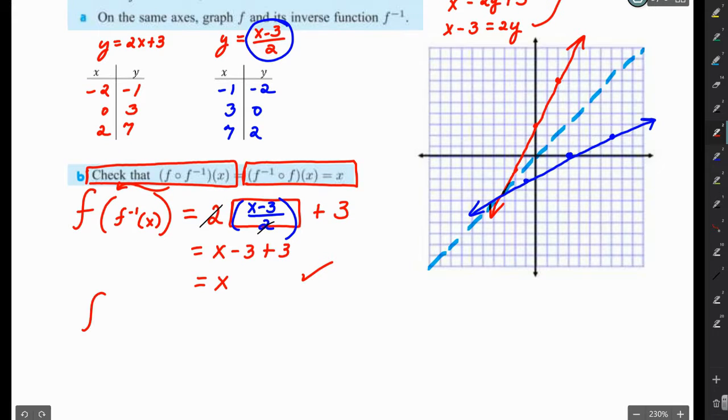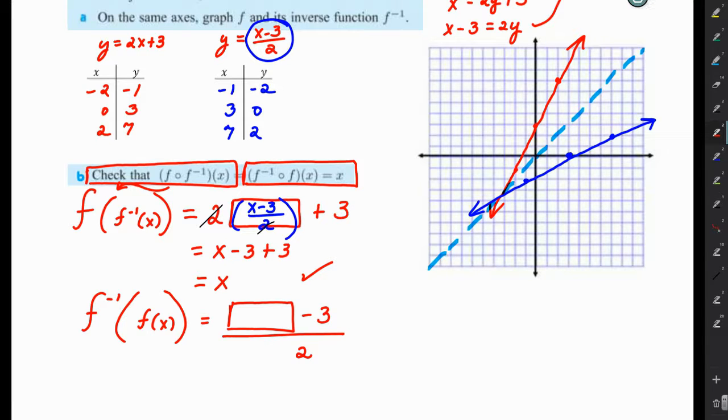I'm going to do f inverse, and this time I'm going to put in the original function. So the inverse function is my lead. So I'm going to put a box wherever there's an x in the inverse function. Now inside the box goes my original function. The original function is 2x plus 3.